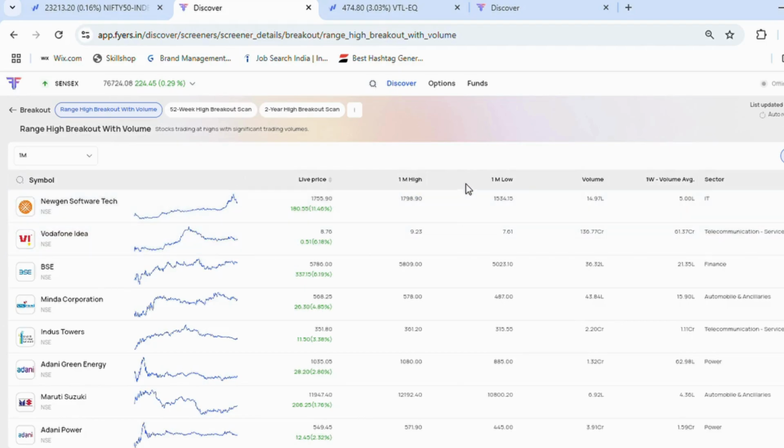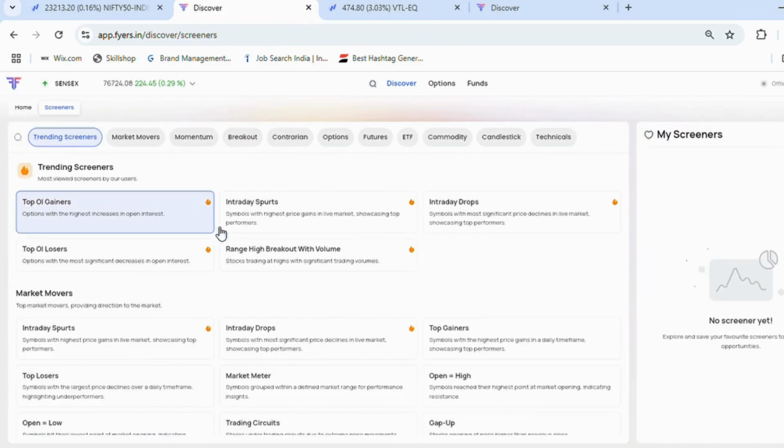So you can see the 1 month highs, 1 month lows, the volume. These stocks have heavy volume happening in the trades, and the 1 week volume average is also written. So if you are looking for stocks with high volumes for the trade, this screen would be really good.